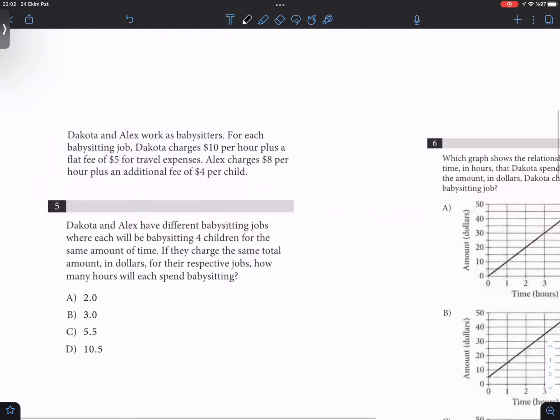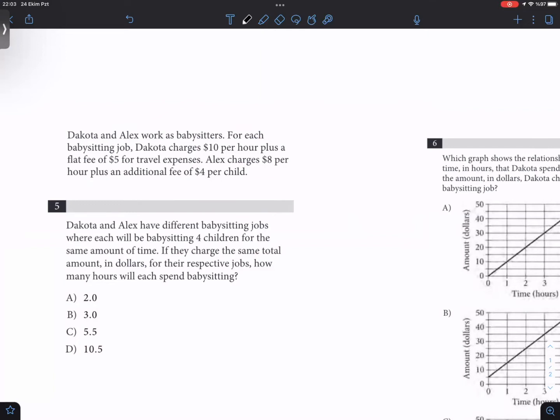Moving on, these are two linked questions. One is a graph, one is a more literary question. Let's just read the question. The context gives us Dakota and Alex who work as babysitters. For each babysitting job, Dakota charges $10 per hour plus a flat fee of $5 for travel expenses. Alex charges $8 per hour plus an additional fee of $4 per child.